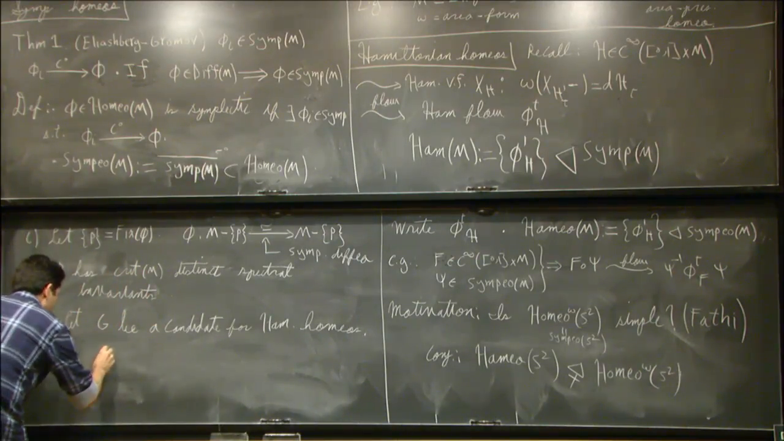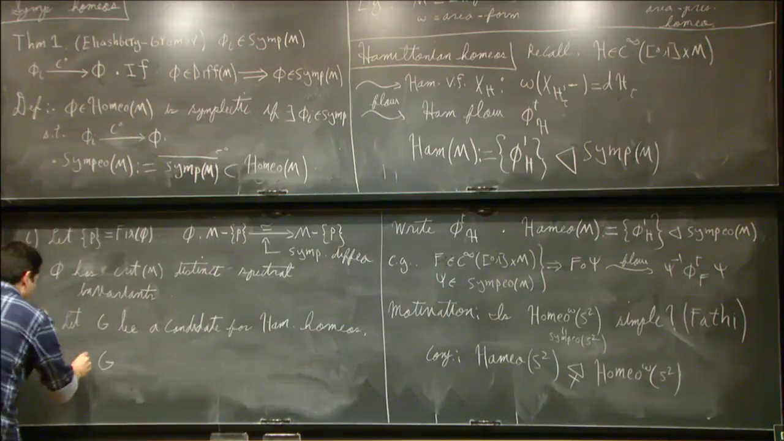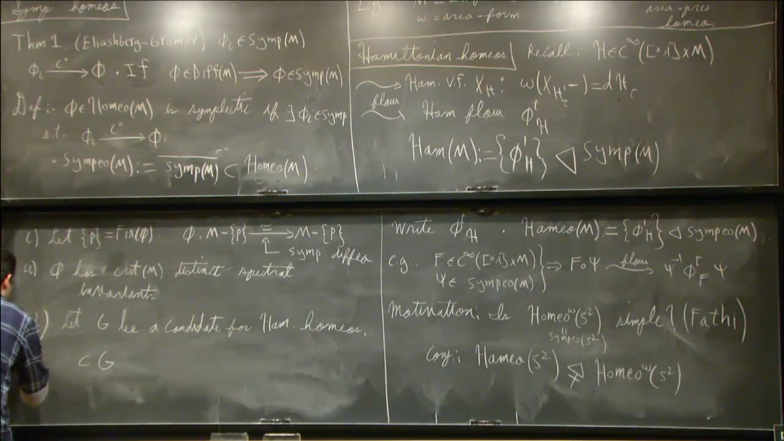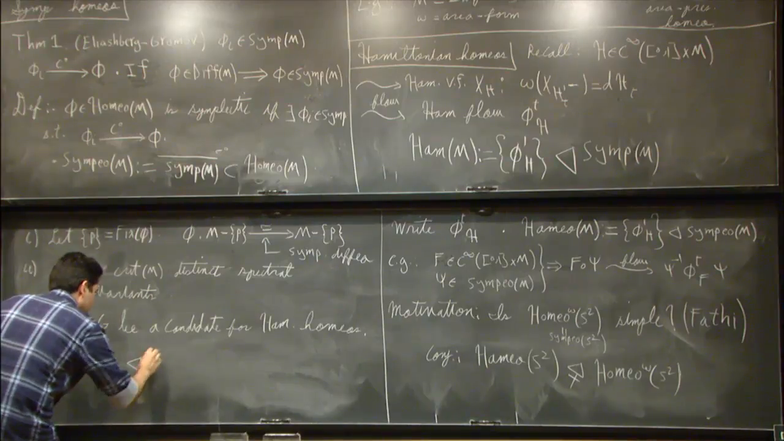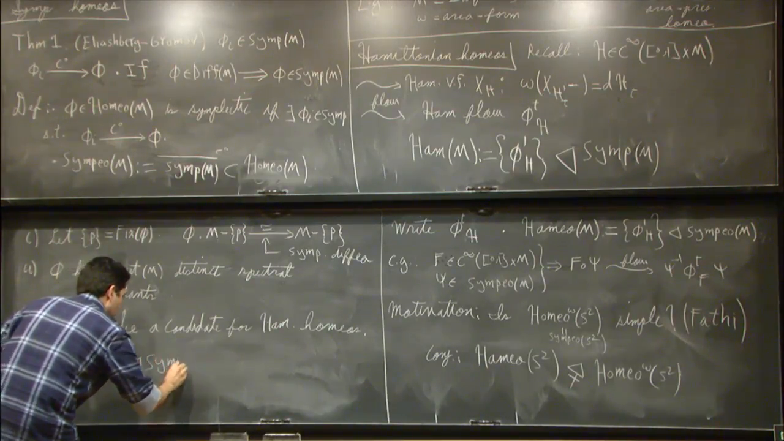So let G be a candidate for your favorite definition of Hamiltonian homeos. So this is the set of all Hamiltonian homeomorphisms. Whatever your definition of Hamiltonian homeomorphisms is, let G be the set of all such things. If you have a definition of Hamiltonian homeomorphisms, it better count all Hamiltonian diffeomorphisms as Hamiltonian homeomorphisms. And let's suppose that it's a normal subgroup of symplectic homeomorphisms.